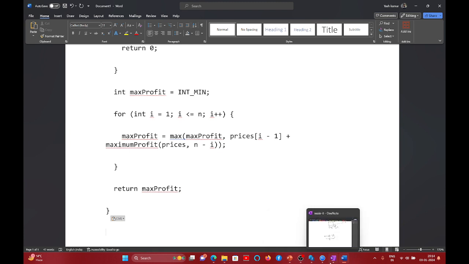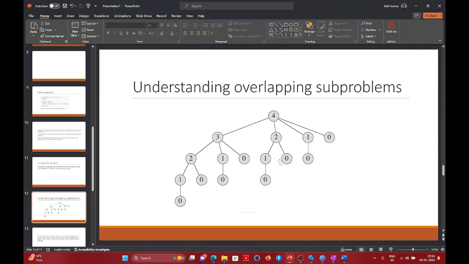For solving for a rod of length 4, we will be calling 3, 2, 1, 0, and for 3 we will be calling 2, 1, 0, and for 2 we will be calling 1, 0. One thing you should notice here is that we are calling, for example, 2 again and again, and we are computing it again, which is not at all required, because if we compute it for the first time we can just store it.